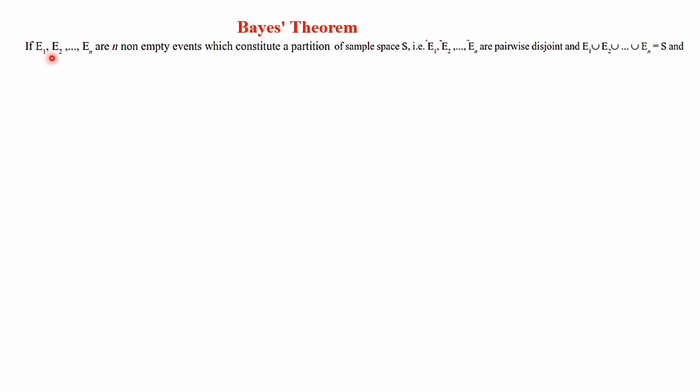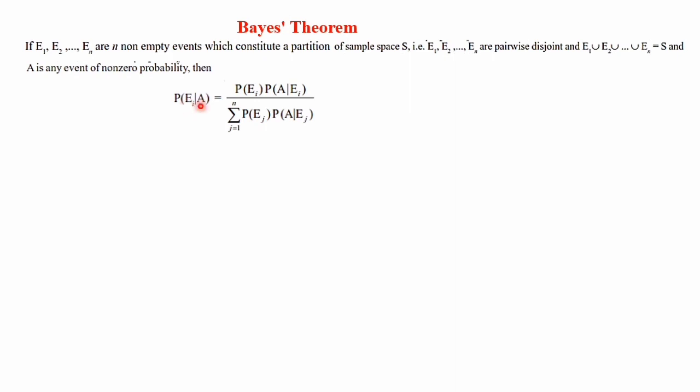And when you take the union, E1 union E2 union, etc., union En, you should get the sample space. And one more thing we have learned in the partition of sample space, these E1, E2, etc., should have a non-zero probability, greater than 0. And if A is any event of non-zero probability, then P of Ei given A is equal to P of Ei into P of A given Ei divided by sigma j equal to 1 to n P of Ej into P of A given Ej.